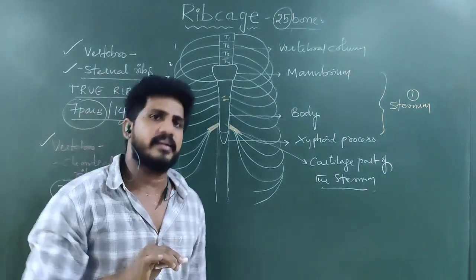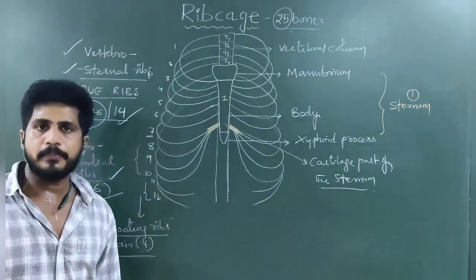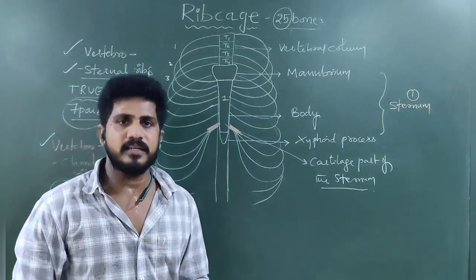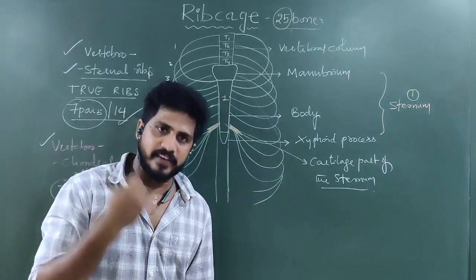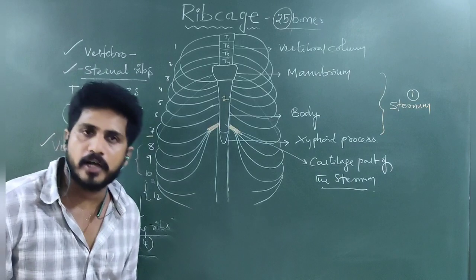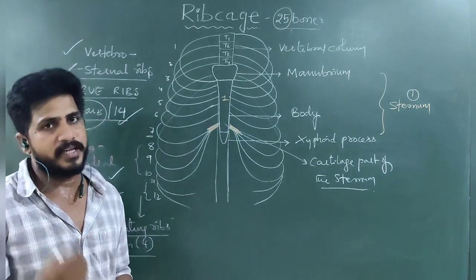Sometimes, in very rare conditions, in some humans, a 13th pair of floating ribs is also present. It is an extra part, and it is a very rare condition. If it is present, it is also considered a floating rib. It also helps to protect the internal organs, mainly the kidneys.